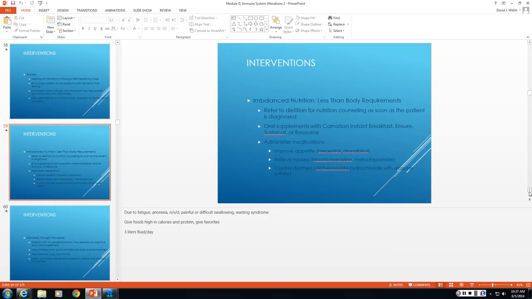So, these patients are usually going to have decreased appetite due to fatigue, anorexia, nausea and vomiting, diarrhea. Could be because of difficult swallowing or painful swallowing. They could have wasting syndrome, so they're going to have an imbalanced nutrition, less than body requirements. You need to refer a dietitian for counseling as soon as the patient's diagnosed, so that they can get the right protein, the right calories. They need to have at least 3 liters of fluid a day. Okay. They could need oral supplements to help with their nutrition. If they can't swallow hard foods or regular foods, they might have to have a liquid nutritional supplement.